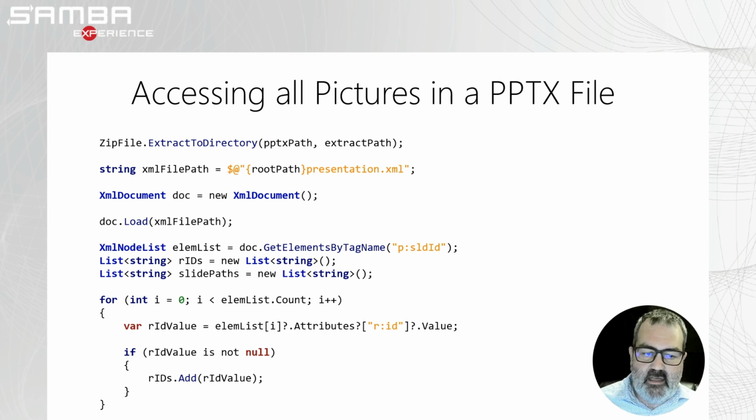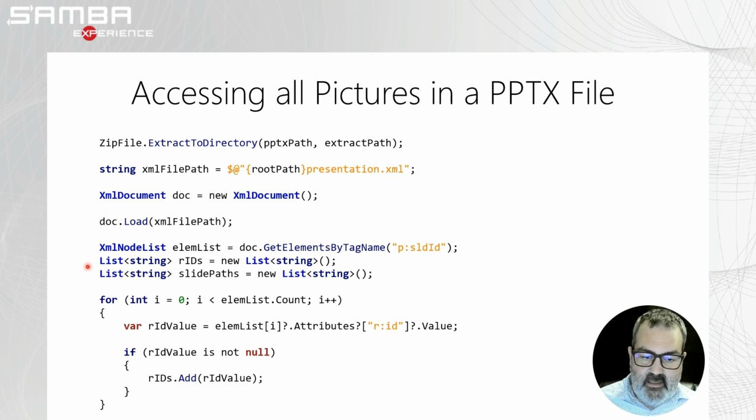As I described, these are just XML files, so it's possible to work with them directly to add the descriptions to the images. You'll have to first unzip the PowerPoint file into another folder. Then you need to get the path to the presentation XML file. You'll create an XML document to read it, and load in the path to the presentation XML. From that, you can get an element list of the slide IDs.